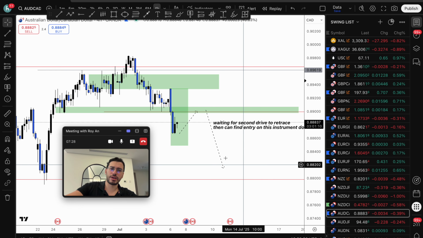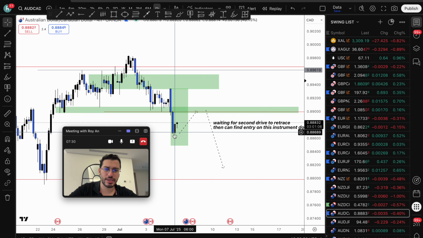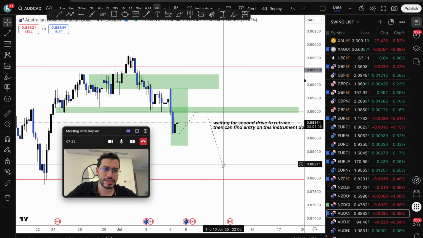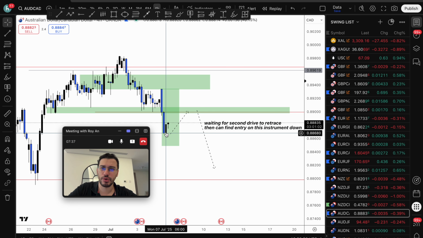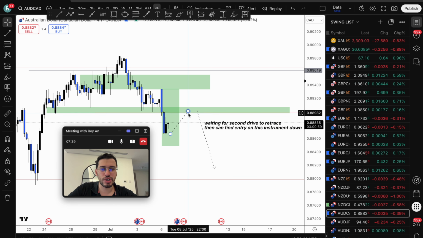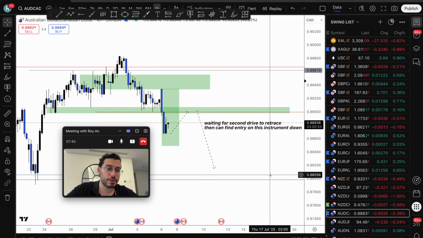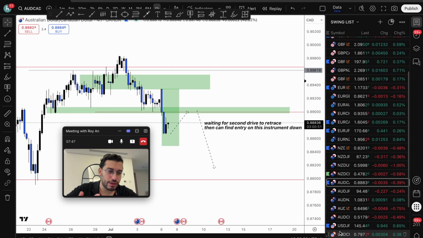We're waiting for the market to basically push up, retrace, tap this area, and then see it going through to the downside. That's it. So right now we don't have an entry. We're waiting for the market to come back up. I don't believe this is going to be happening today, or at the very least, I don't believe I'm going to be finding my entry today. I believe this is going to be a tomorrow trade if it happens.